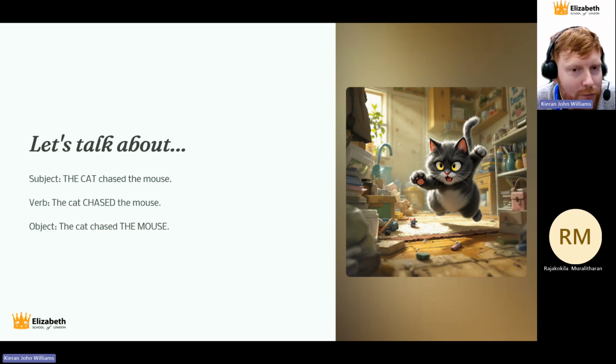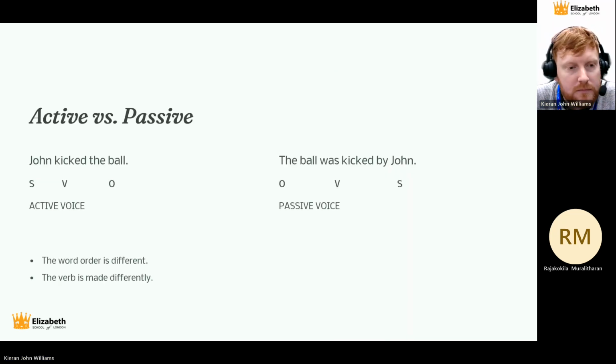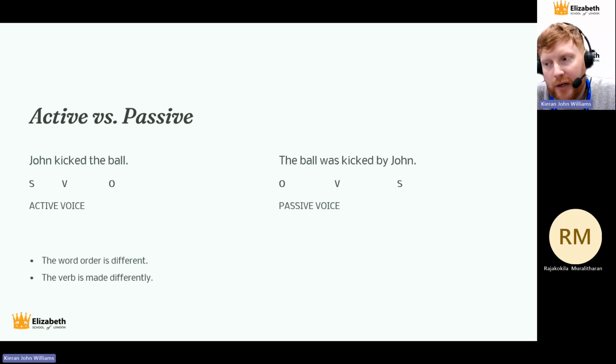All right. So for the rest of the lesson, we need to remember those 3 things because they are very important. Thinking about subject, verb, and object will help us to understand what active and passive are and how we can make them and how they are different.